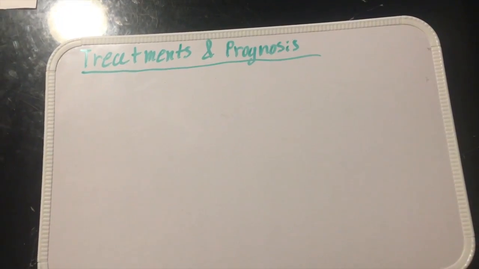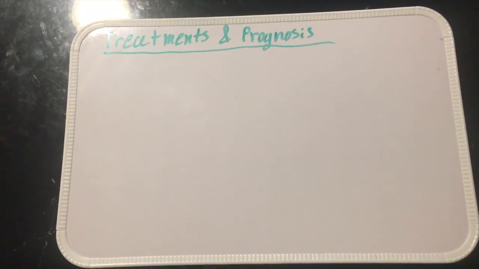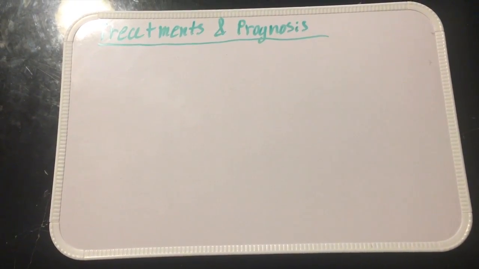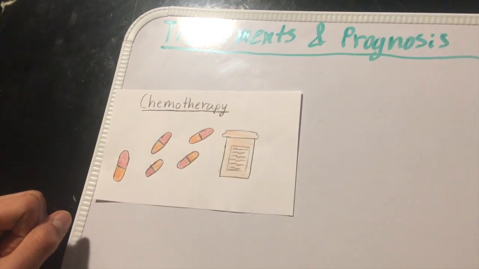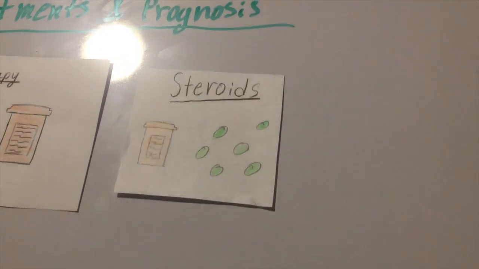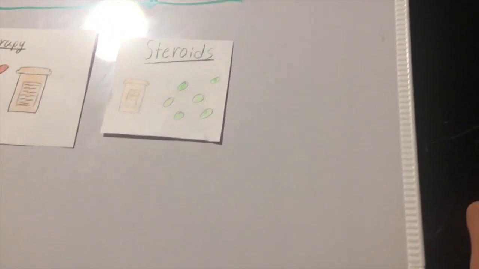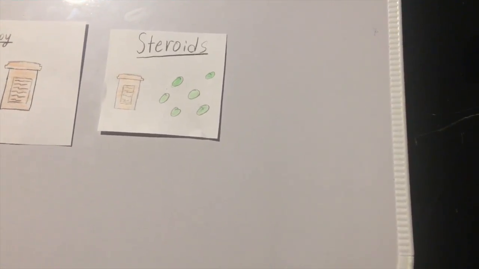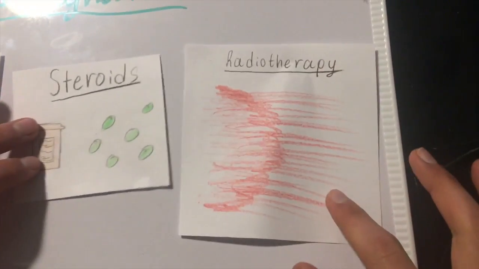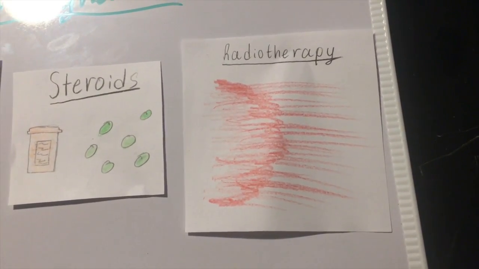Alright, treatments and prognosis. So the overall treatment of the patient depends on the stage of the lymphoma and the patient's general health. Some of the treatments they can use are chemotherapy, which is the use of anti-cancer cytotoxic drugs to destroy cancer cells. They can also use steroids, which are drugs that are often given with chemotherapy to treat lymphoma. They can help make chemotherapy more effective, and they can also help you feel better and can reduce feelings of sickness. They can also use radiotherapy, which uses high energy rays to destroy cancer cells while doing as little harm as possible to your nearby healthy cells.